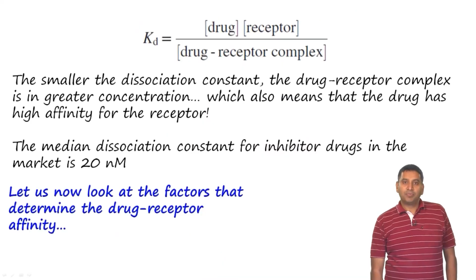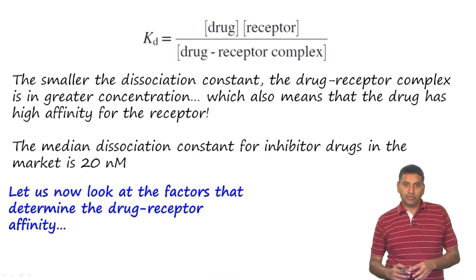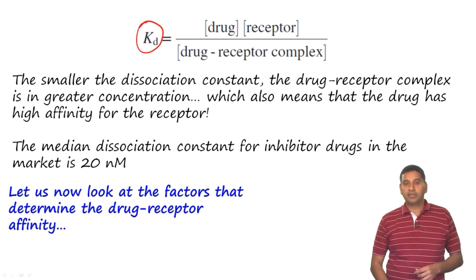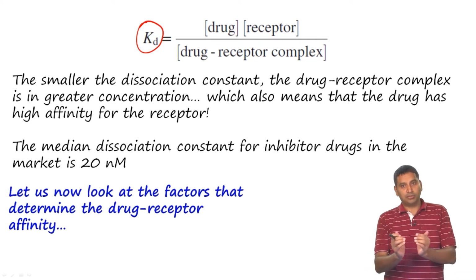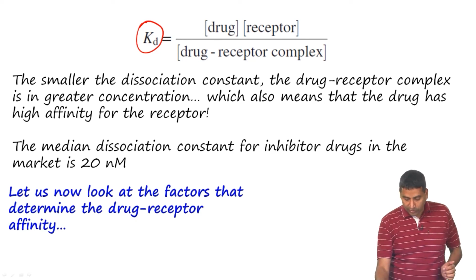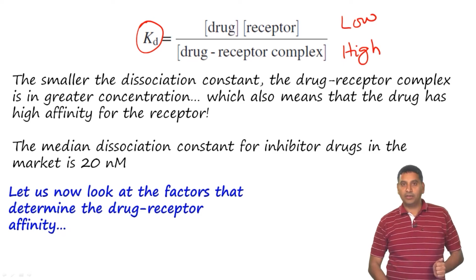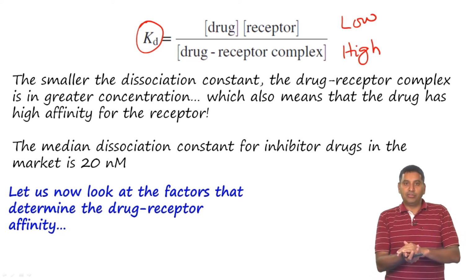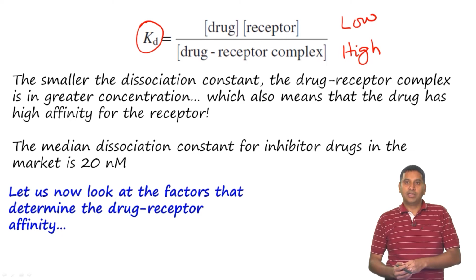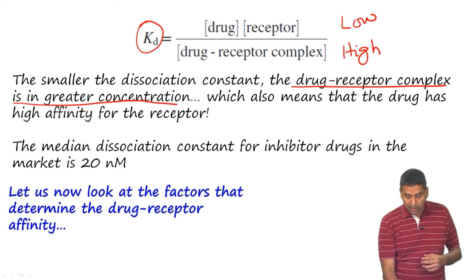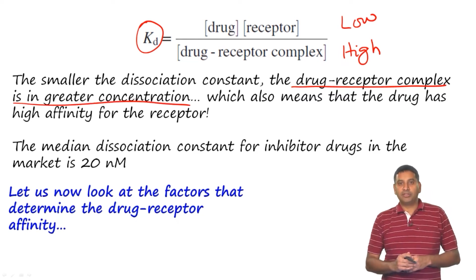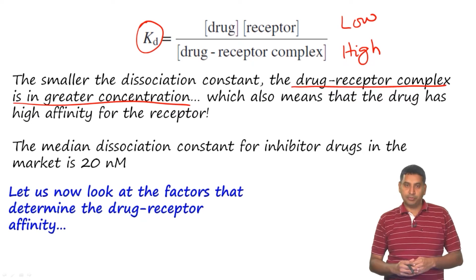Okay. Now, the smaller the dissociation constant K d, that means that the drug multiplied by the receptor concentration is much larger compared to the drug receptor complex concentration. That means, this value is low and this value is high. Okay. Then when you divide these two, you would get a small number. Okay. That means that the drug receptor complex is extremely large in concentration, which also means that the drug has very high affinity towards the receptor.